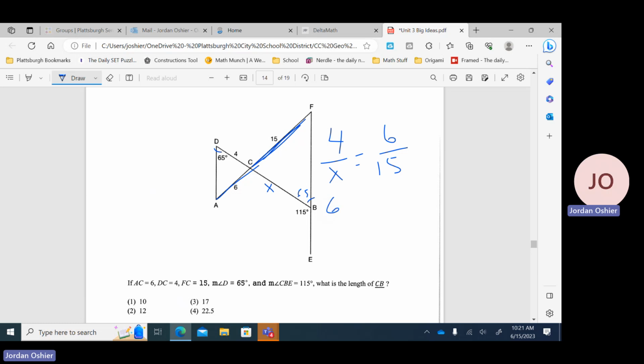So that would be your portion. 6x equals 60, x equals 10. Is BC what we were solving for? Yes, it is.